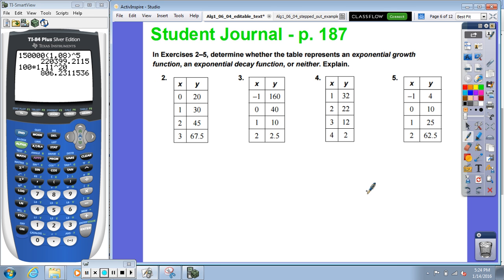Okay, this next set is your student journal. So go ahead and pause and try to do all 5. If you need to, look back at my previous 2 examples. Do number 2 through 5, and then we will check them. So go ahead and pause now. Be sure to say if it's exponential growth, decay, or neither, and explain why. My video will show you how to do it, but somewhat quicker. So take the time and do it correctly now, and then check your answer.